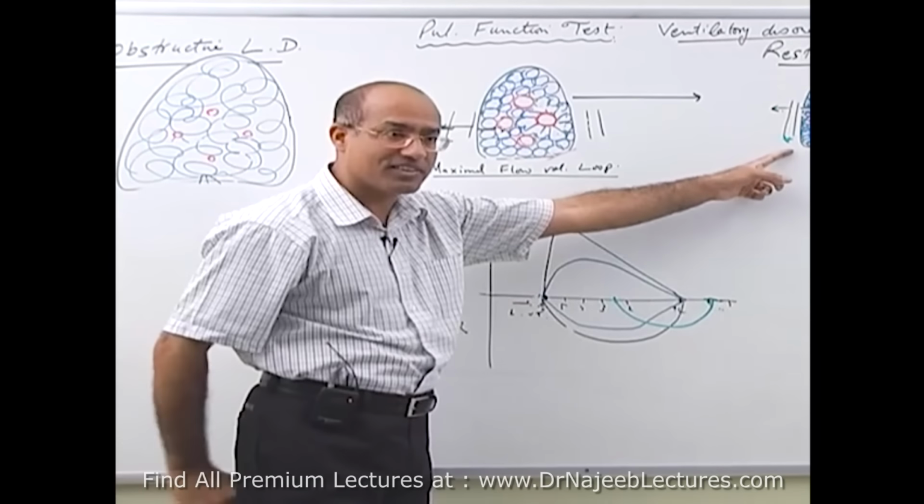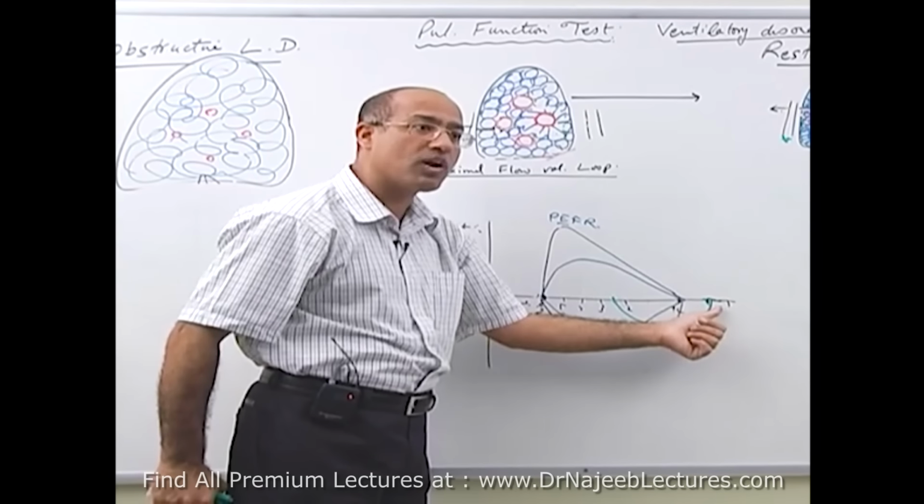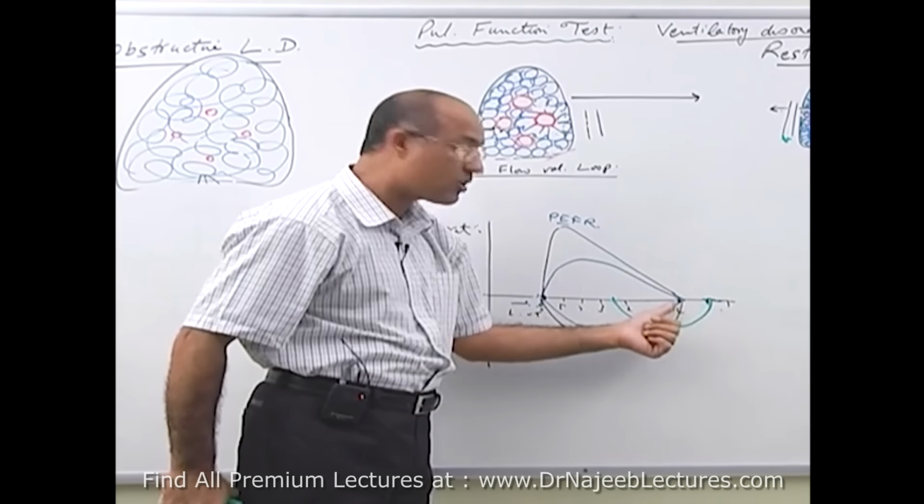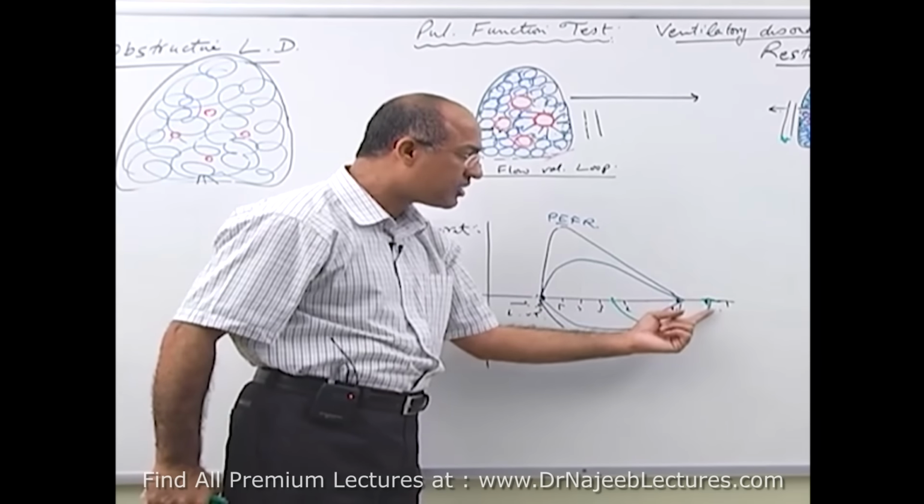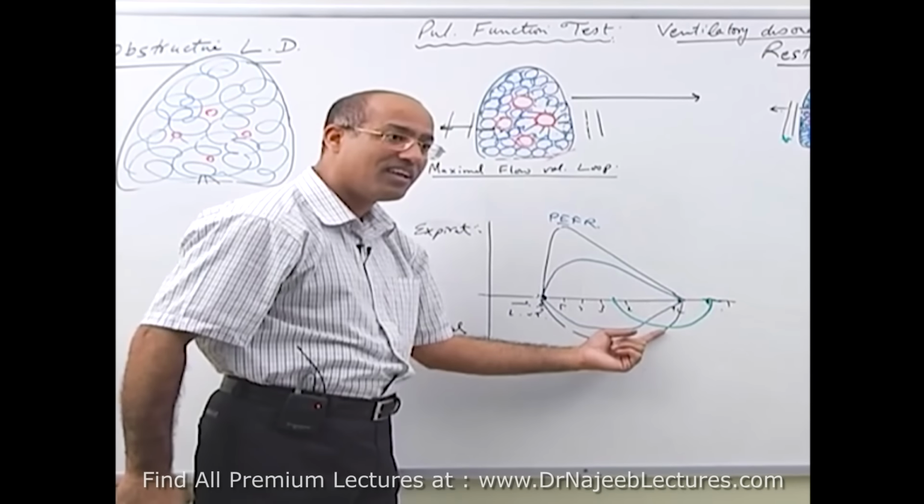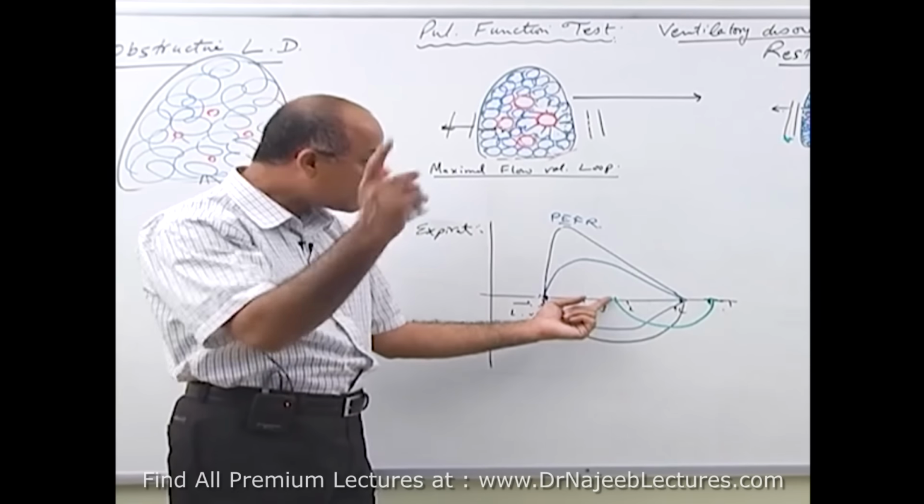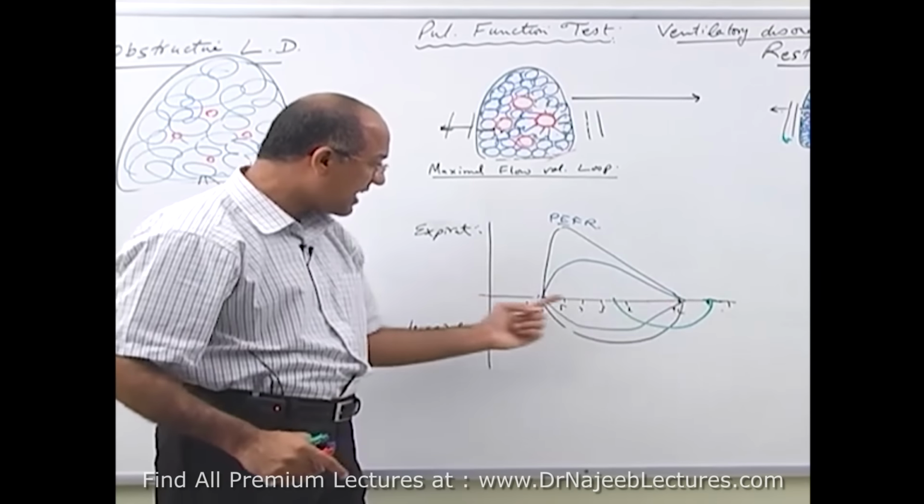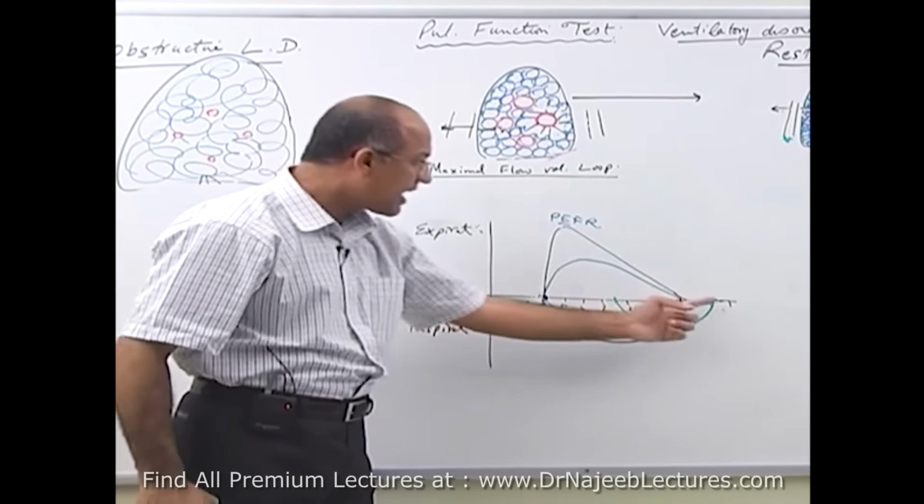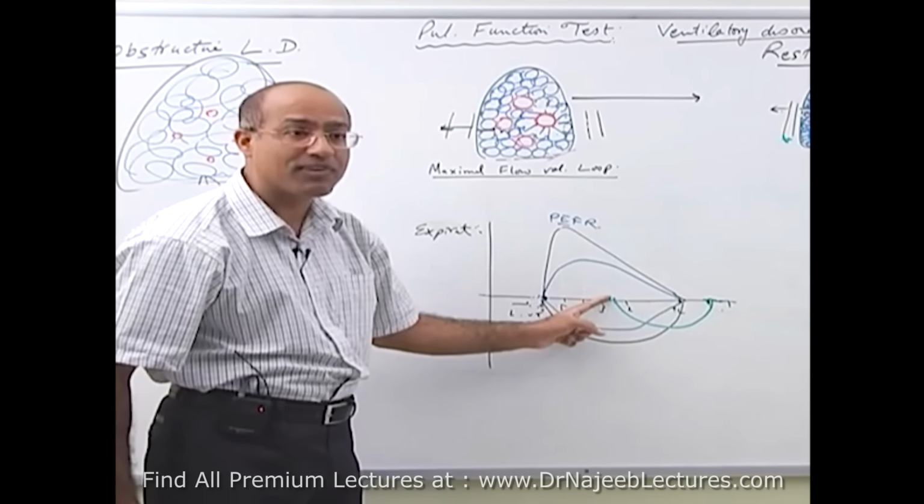In restrictive lung disease, lungs are smaller. So residual volume is much less compared to normal. When you start inspiration, inspiratory flow increases and eventually decreases when total lung capacity is achieved. Compared to a normal lung, where total lung capacity is 6 liters, here maybe total lung capacity is 2.5 liters.